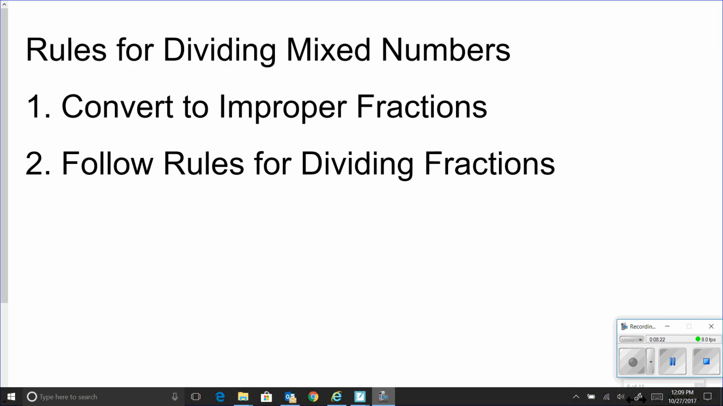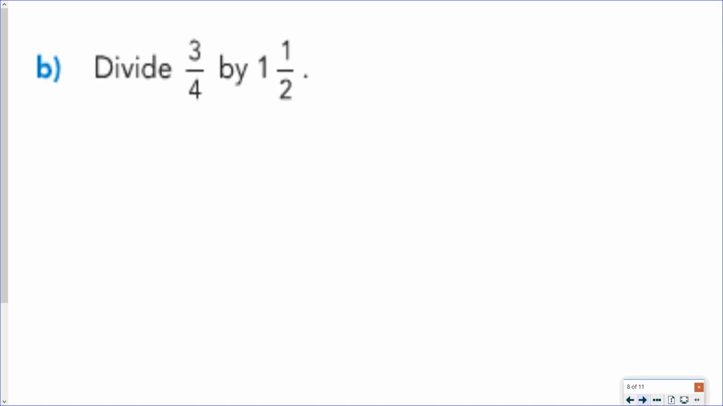All right, sorry, I had to pause there for a second. So just to recap, we do need to convert to improper fractions, and then we would follow our rules for dividing fractions that we did yesterday. Okay. So here we have 3/4 divided by 1 1/2. So if I were to rewrite that as a division sentence, we have 3/4 divided by 1 1/2.